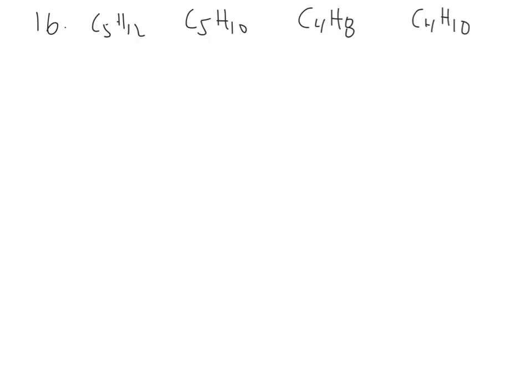Number 16 wants to know which formula is both an empirical and a molecular formula. Since the empirical formula is the simplest formula, it has to be one that can't be further simplified. Well, A can't be further simplified, but B, you can divide each subscript by 5 and reduce to CH2. C, you can divide each subscript by 4 and reduce to CH2. And D, you can divide each by 2 and reduce to C2H5. So the only one that would fit would be A.